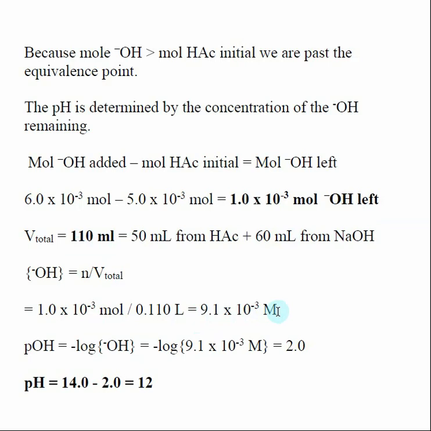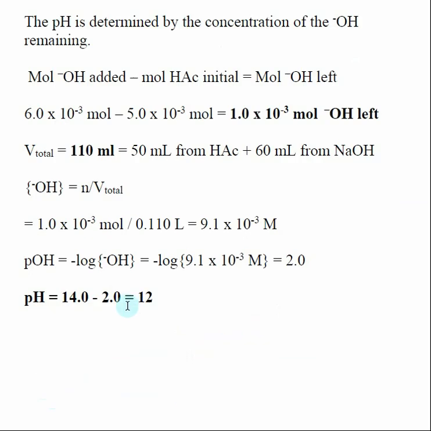Once again, we need to get to information about pH. So the first thing I'm going to do is find the pOH, which is the negative log of the concentration of hydroxide. We just calculated the concentration of hydroxide right here. I take the negative log of that number, and I get that the pOH is 2. Then I realize that pH is equal to 14 minus pOH, so my pH is equal to 12 in this case.